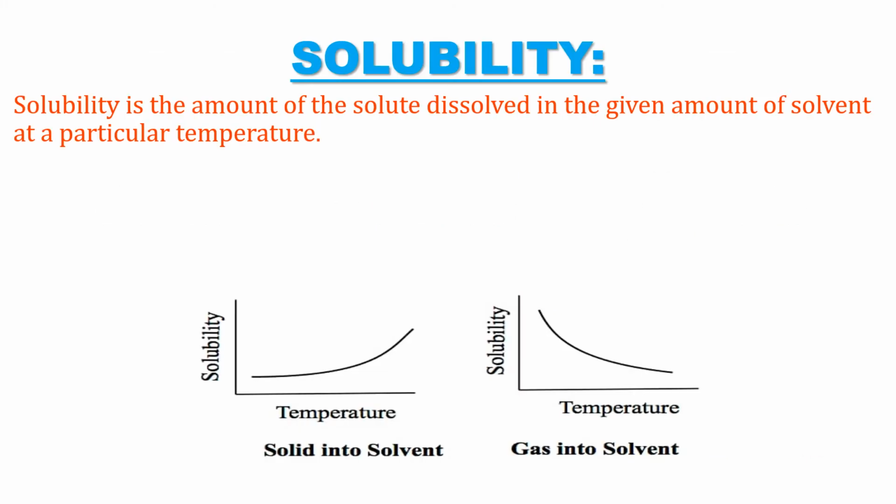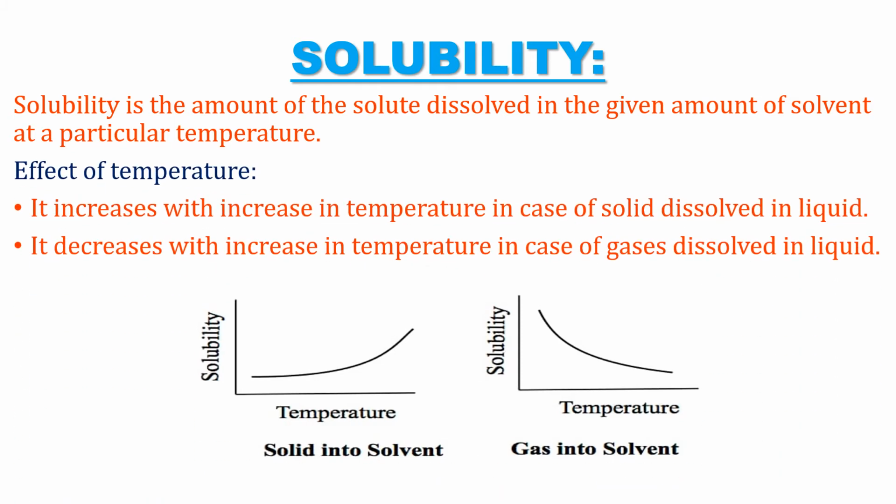So solubility is the amount of solute dissolved in the given amount of solvent at a particular temperature. So we can define solubility as the amount of solute present in the saturated solution at this temperature. So you can see over here what is the effect of temperature on the solubility of a solution.